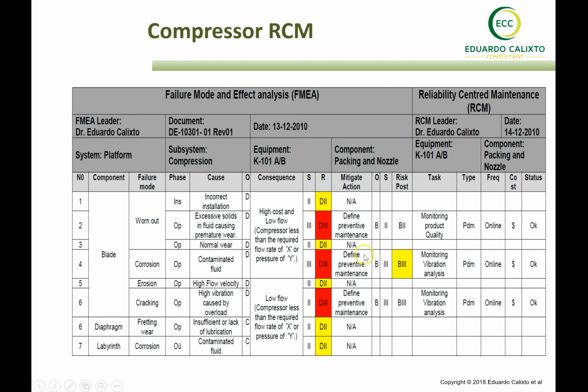Contaminated fluids can cause corrosion, so we need to define some preventive maintenance and monitor vibration online here, but that's not applied for this case. That's a mistake. In the case of contaminated fluids, we need also to monitor the product quality. So the vibration is related to the cracking. So in case of high vibration, we need to define the online monitoring for this high vibration. Okay, so this one will be similar to this one here, and needs to be reviewed.